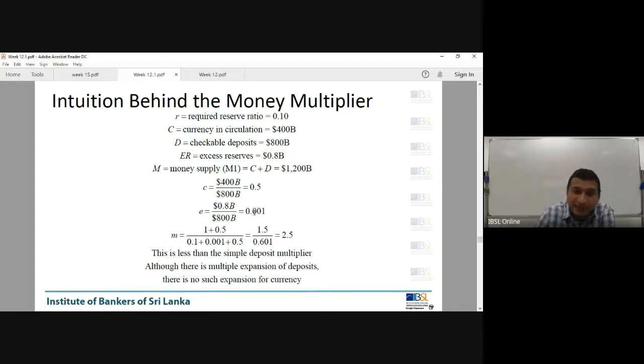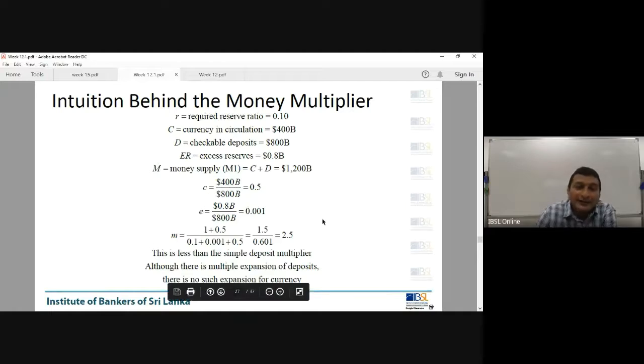This is nothing but 0.001, not even 1%. Okay, if it is 10%, it is 0.1. If it is 1%, it is 0.01. But this is 0.1%. Okay, that's why it is 0.001.